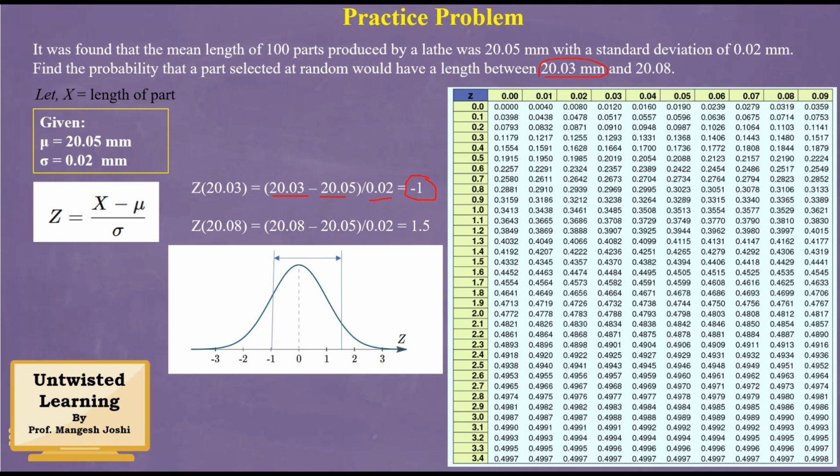Then we will calculate z for 20.08. This is the upper limit. So that is 20.08 minus 20.05 divided by 0.02. That comes out to be 1.5.